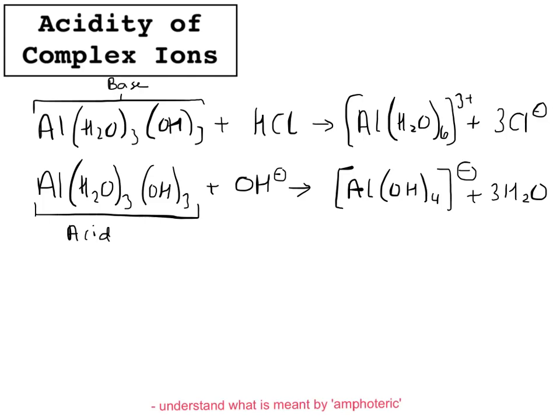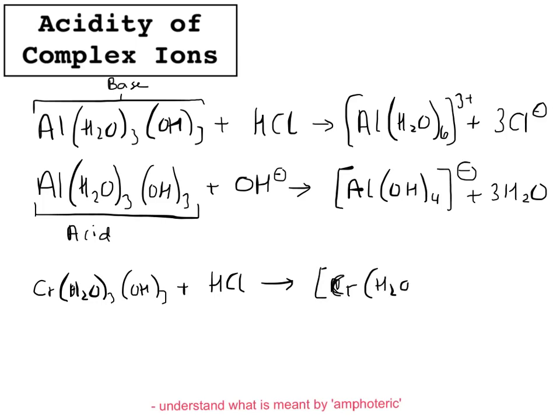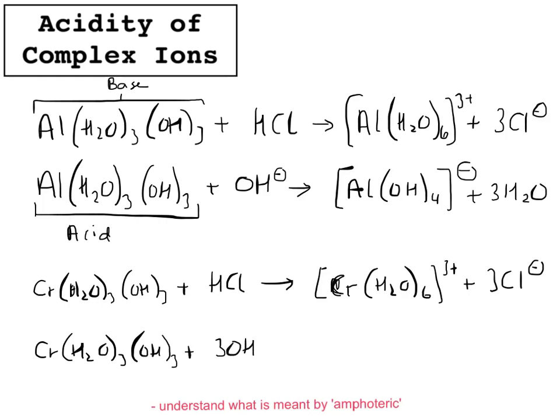Another hydroxide that will do this is chromium hydroxide. So again, as a base, we've got chromium hydroxide, Cr(H2O)3(OH)3, adding to, for example, hydrochloric acid again, and that will form the same Cr hexaaqua 3+ and 3 chlorides. So that's acting as a base, and then you can also get it acting as an acid with more OH- this time, because what you form is Cr(OH)6 3- plus 3H2O. So again, we've got the chromium hydroxide here acting as a base, and here acting as an acid, and therefore it is amphoteric.